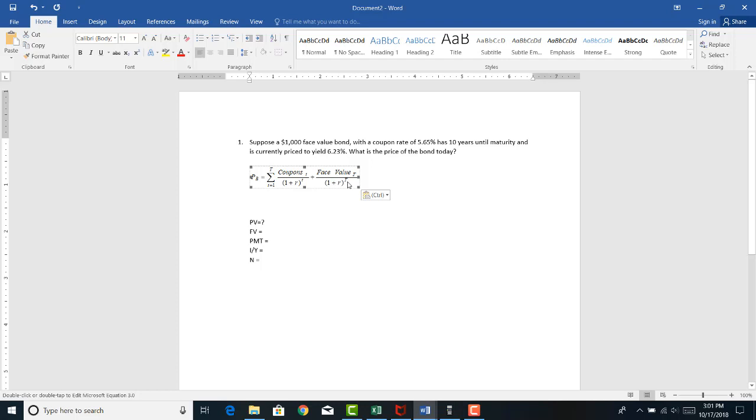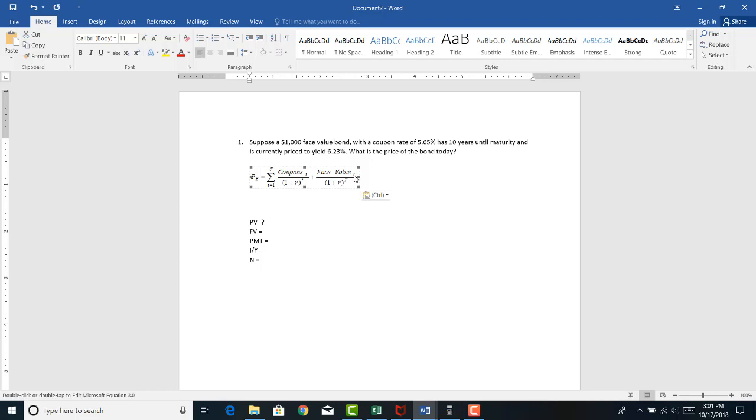Before we even calculate the price of the bond, let's talk about some of these concepts here. So the market determines the price of the bond, the left-hand side of the equation, as well as the yield to maturity, which is the rate R. The firm determines the coupon rate, the face value, and the time to maturity. Again, the firm comes to the market and says we have a $1,000 face value bond, the coupon rate is 5.65%, 10 years until maturity, and then they turn to the market and say, what will you pay for it?